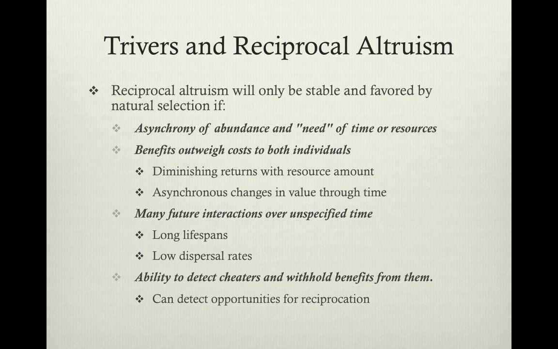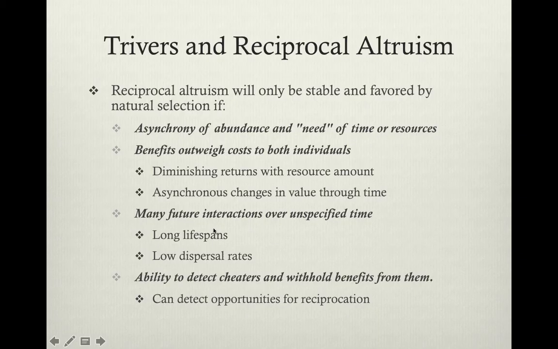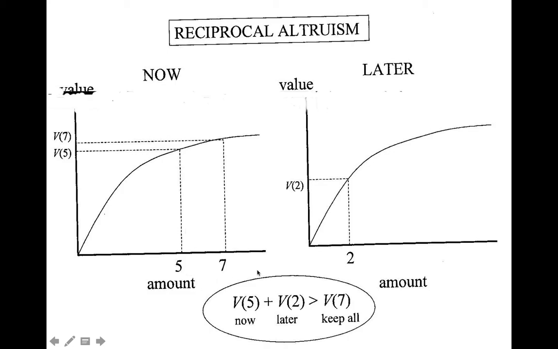Secondly, the benefits need to outweigh the cost to both individuals. And so this is facilitated by this diminishing returns curve and this asynchronous change in value over time. Generally, if we go back to the previous slide, when we're giving up a quantity of resources, we have a lot. We're far out along the x-axis. So the value or the cost that we're paying is very small. We compare this to the benefit of the resources or time that we may get if we are early in the curve. And this overall benefit, if we add what our payoff would be up to that cutoff point to what we'll get as a benefit later, it almost always outweighs the cost.